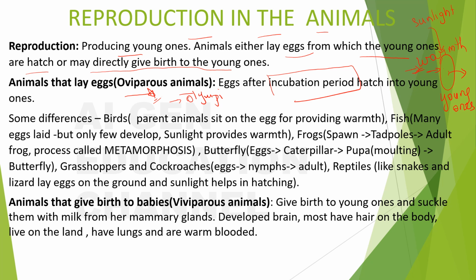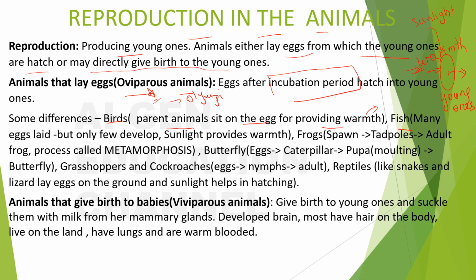Now let us see, as I said, there are some differences in how all this happens. Let us see about it. Birds. In birds, parent animals sit on the egg for providing warmth, and the animals that get hatched won't be able to see, and won't have feathers to fly, so the birds will help them so that they can acquire those abilities. For a few days they will help.